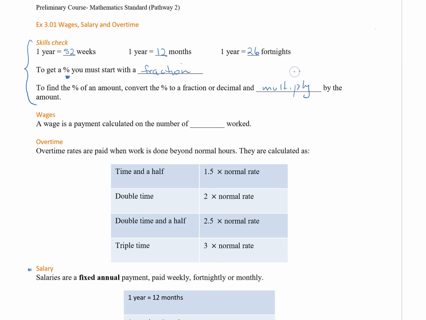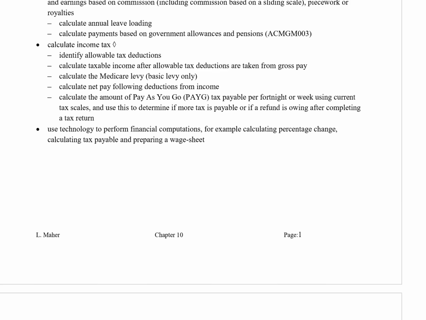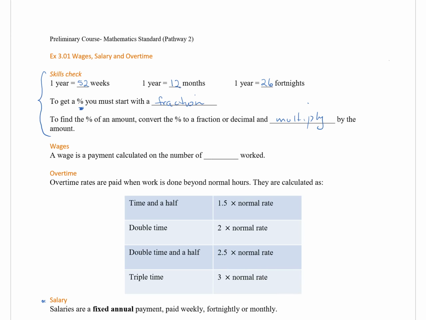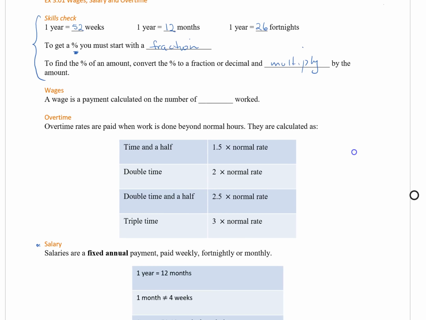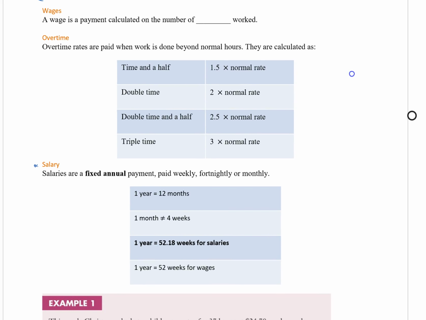Now, I'm aware that throughout the chapter you could be asked to do either one of these. Express two amounts as a percentage, hence you form a fraction, or you could be given the percentage and asked to find an amount. Like I said, that was just a little skills check to ensure that you are able to do the maths for the finance part of the chapter. Okay, let's move on and talk about wages.